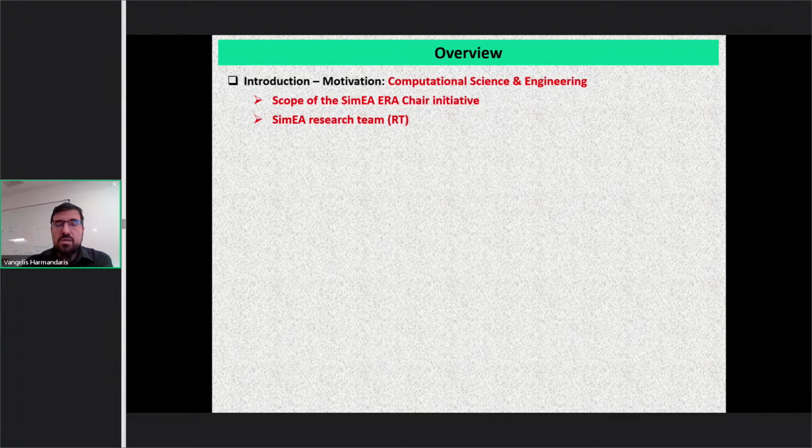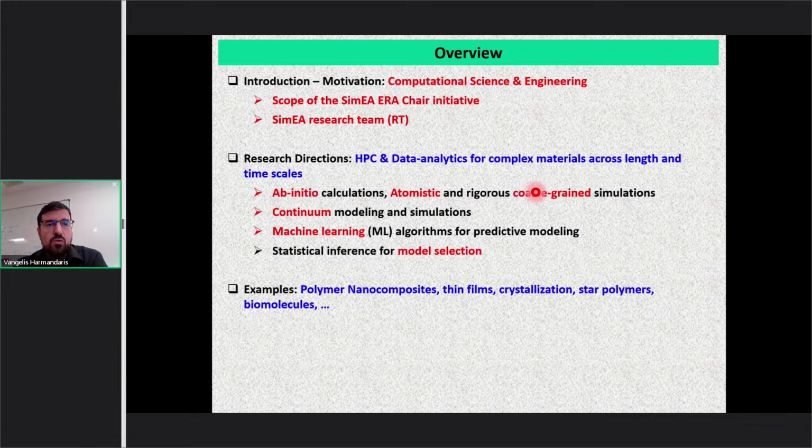And this is the overview of the talk. So initially, I will give you a short introduction concerning the Computational Science and Engineering, the scope of the SimEA project, and a short introduction of the research team as it has been formulated so far. Then I'm going to present you a few details about the research directions that we plan to pursue during the SimEA project.